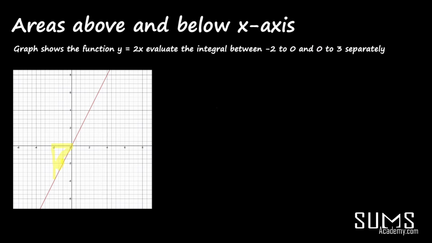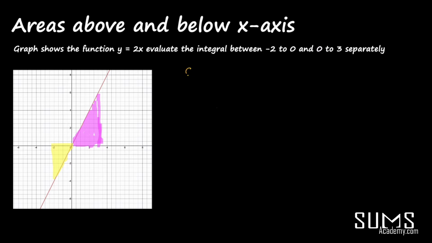Okay, so this yellow triangle here, basically we want the area of that triangle. And then between 0 and 3, we want the area of this triangle here. Okay, so I'm going to work them out separately. This is fairly straightforward. So let's stick to the colors.